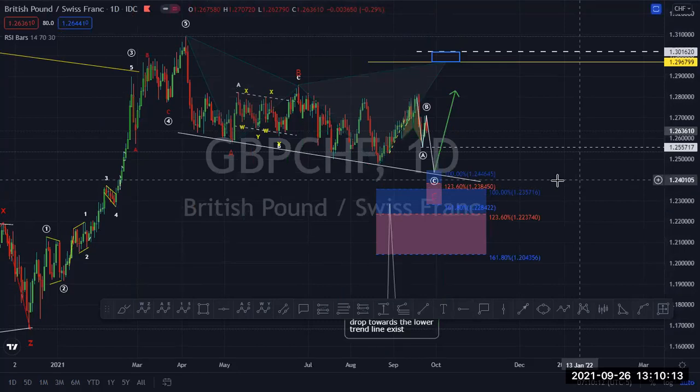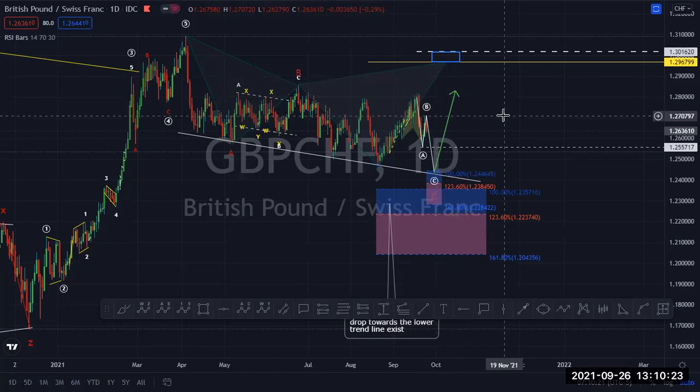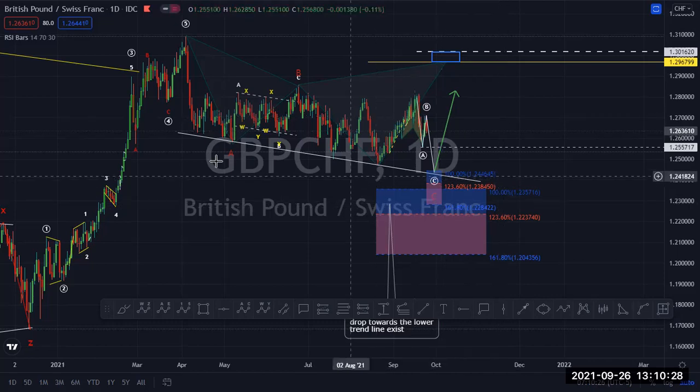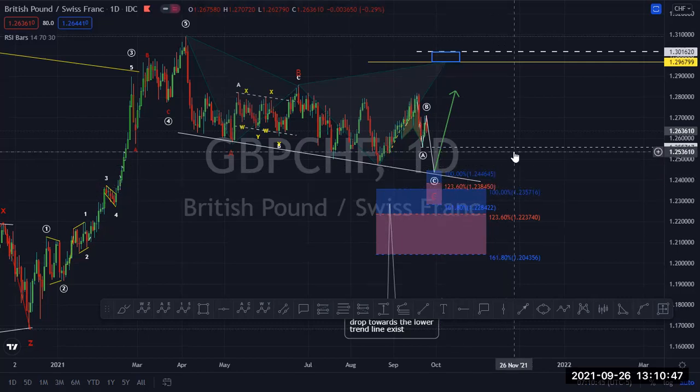Pound Chef is making a harmonic pattern which is not valid yet. That is a projection for now. Okay, so let's go to 4 hours to know what we are looking at. But before going to 4 hours, we are looking at ABC, big ABC, which means the pair will likely end within 1.234 area, 1.23 area, 1.224 area. So for now, let's see 4 hours.